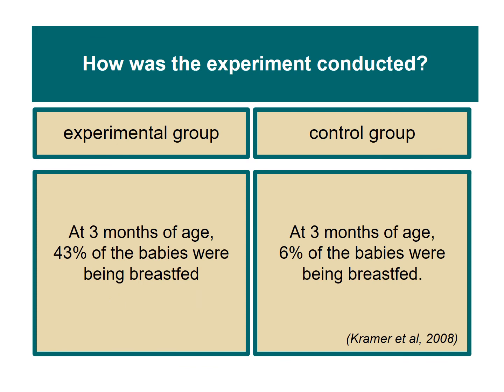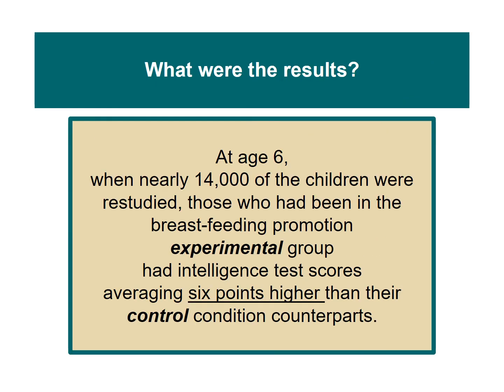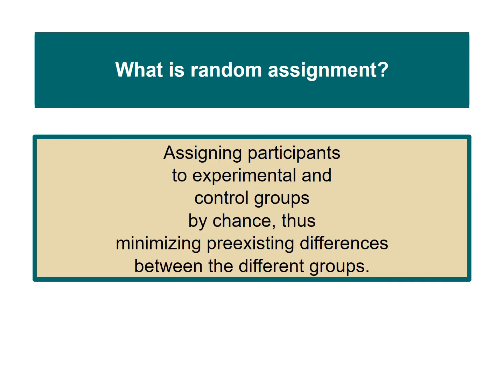So, how was the experiment conducted? In the experimental group, at 3 months of age, 43% of the babies were breastfed, and in the control group, at 3 months of age, only 6% of the babies were breastfed. What were the results? At age 6, when nearly 14,000 of the children were restudied, those who had been in the breastfeeding promotion experimental group had intelligence test scores averaging 6 points higher than their control condition counterparts.